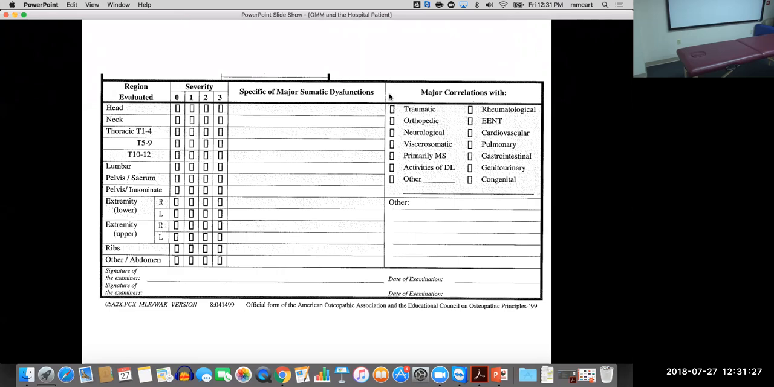Any questions before I just do a quick demo? We can do several quick demos to see different ways that you might get it done rather quickly without it taking up a lot of your time while you're seeing your patient. So any questions before we move to that part?